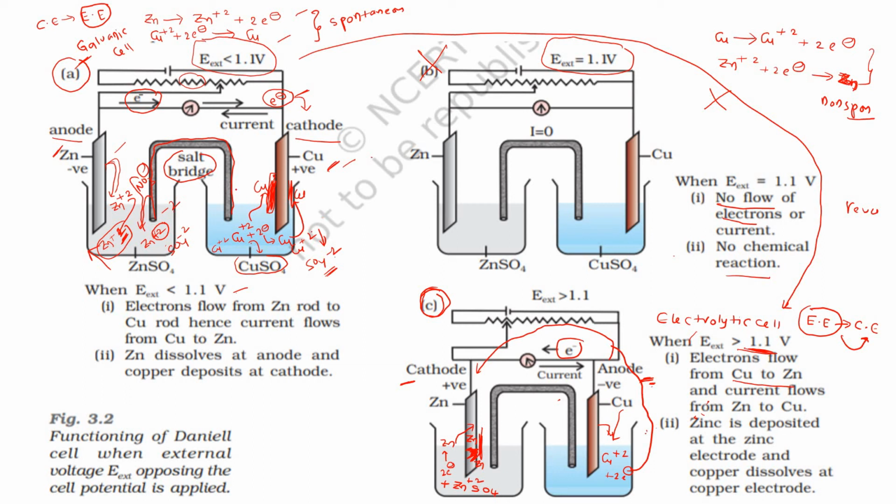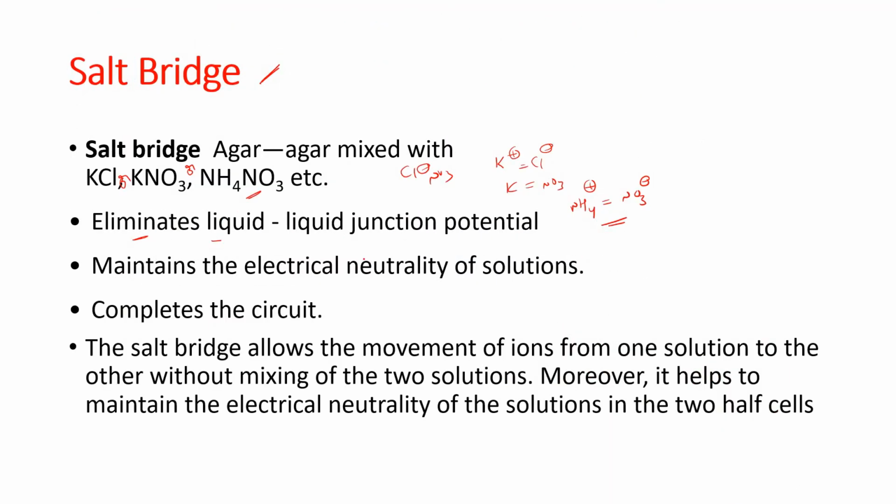Now the salt bridge gives potassium ions, K plus ions, or NH4 plus ions. These NH4 plus or K plus ions will neutralize the SO4 minus 2. Electrical neutrality is very simple. Because of oxidation, we get some cations, so the positive charge increases. Because of reduction, the negative charge increases. This positive and negative charge is neutralized by this type of ion. This is called electrical neutrality.